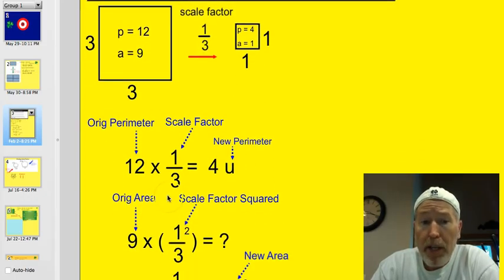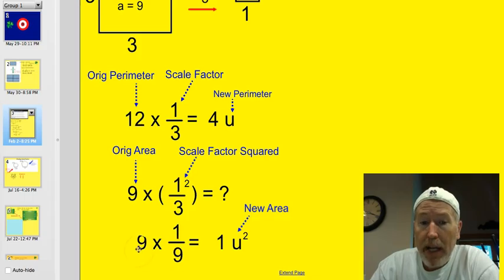Do the same thing with the area. We can take that original area times the scale factor squared. So we had 1/3 squared. Let's simplify that to 1/9. So now you've got the original area of 9 times that 1/9. Well, 9 times 1 is 9. Divided by 9 is 1 unit squared.